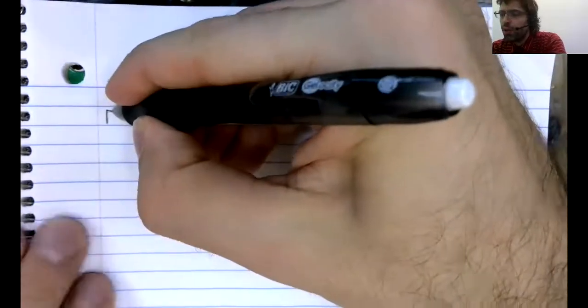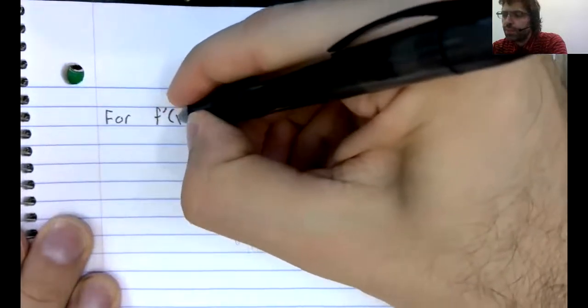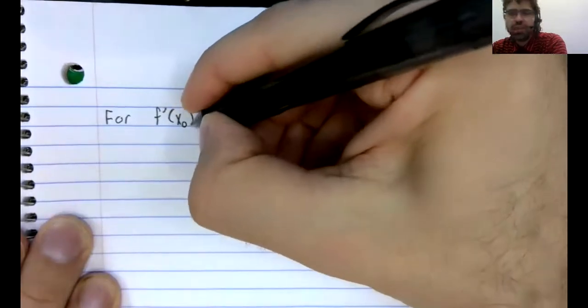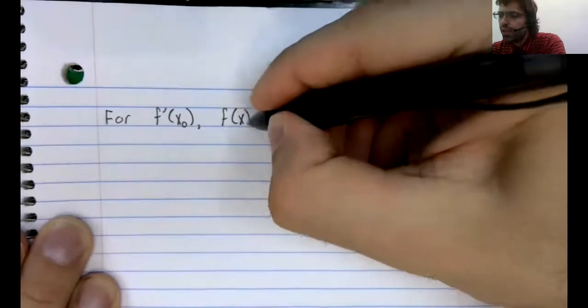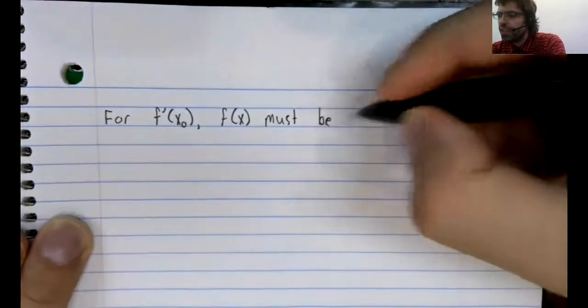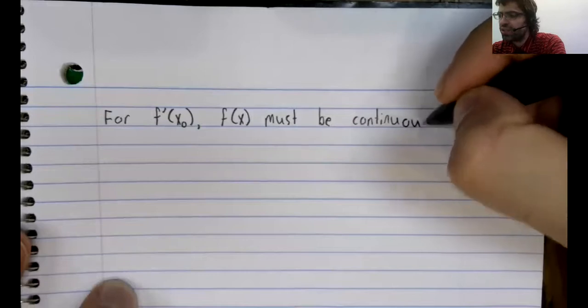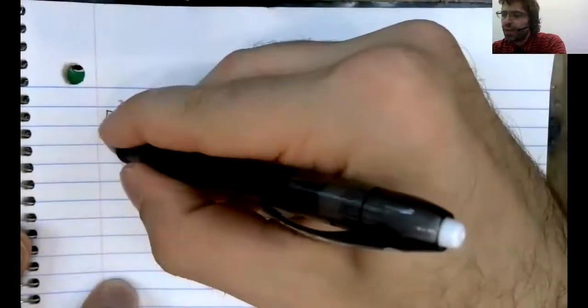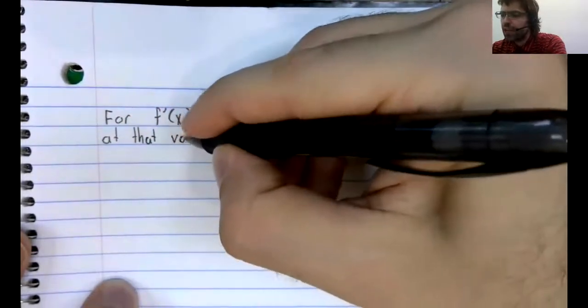So, rule 1, as it were, for a derivative to exist at a value, f of x must be continuous at that value.